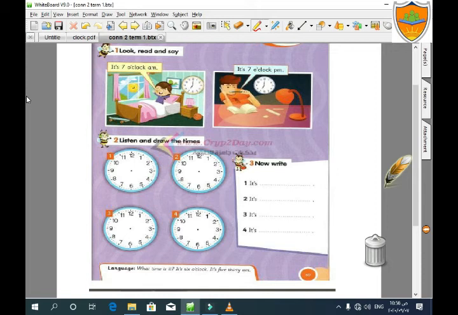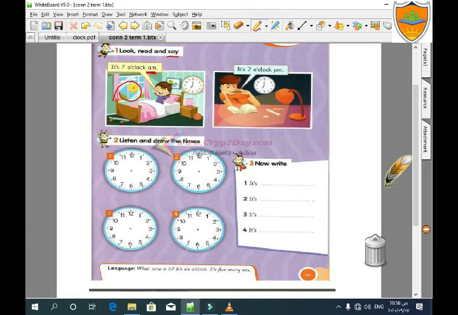Next page, look, read, and say. It's picture number 1. It's 7 o'clock a.m. We notice here the time is in the morning. So we say it's 7 o'clock a.m. a.m. means in the morning. Next picture, it's 7 o'clock p.m. p.m. means at night. So we say it's 7 o'clock p.m.